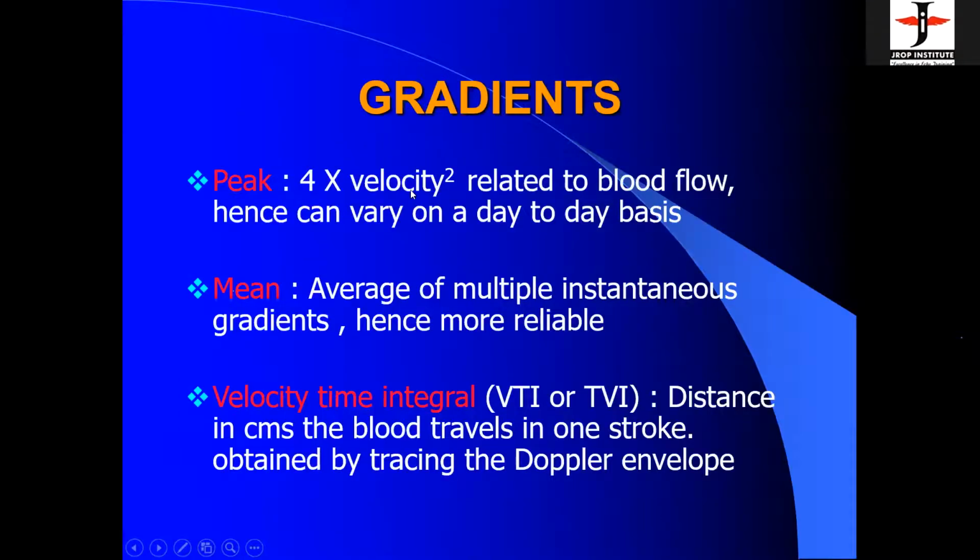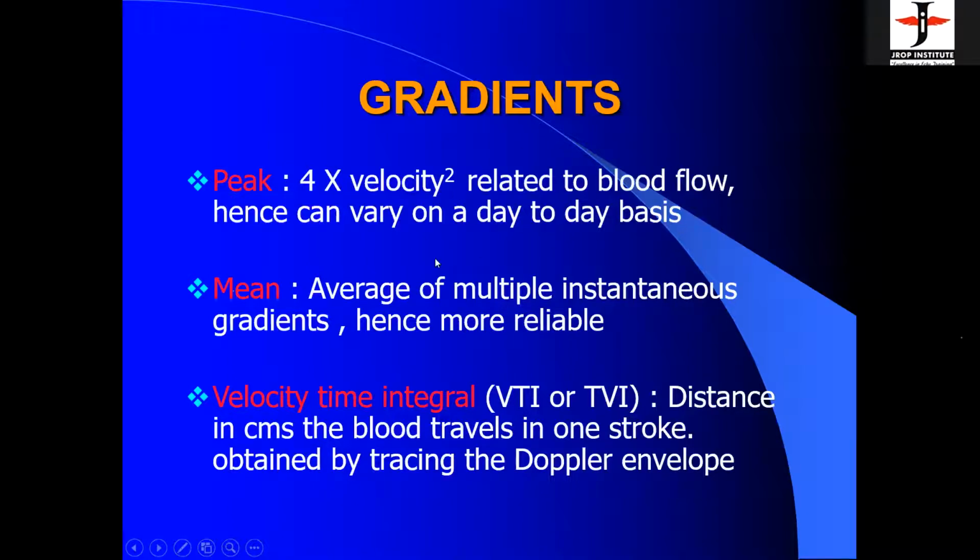So the 4 into velocities. So there are two types of main gradients. 4 into velocity square is the peak gradient. It is related to day-to-day basis, hence may not be that significant. For example, you take a patient, you record a peak velocity, ask him to climb 10 steps or so. When he comes down, the peak automatically will increase. So that it is related to the blood flow, hence can vary on a day-to-day basis.